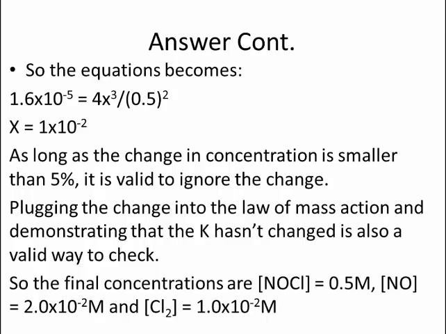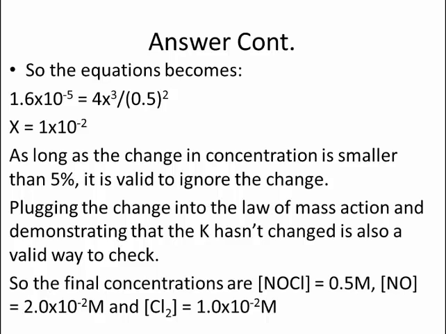And we go back and check, as long as the change in concentration is smaller than 5%, it's valid to ignore it in this class. You don't have to worry about doing the algebra then. So plugging the change into the law of mass action and demonstrating that the K hasn't changed is another way to prove it. So you can either check and see if the change is 5% of the original, or you can plug it back in and show that it's not going to change your answer.